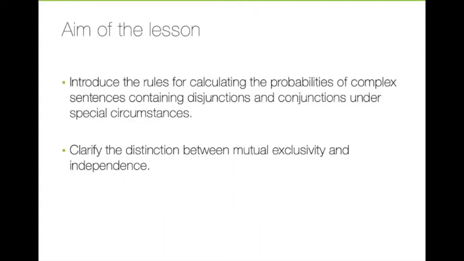So our aims will be to introduce these rules for calculating the probabilities of complex sentences, ones that contain disjunction and conjunction under the relevant circumstances. And then because they're relevant to the conditions, we're going to clarify the distinction between mutual exclusivity and independence.